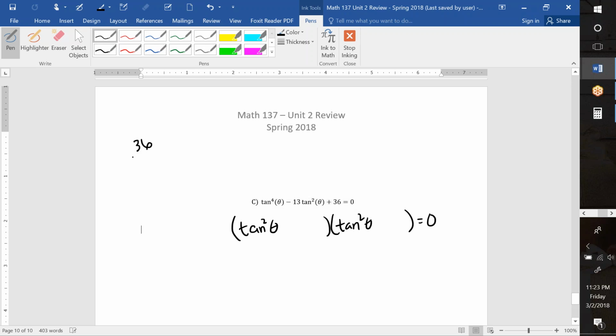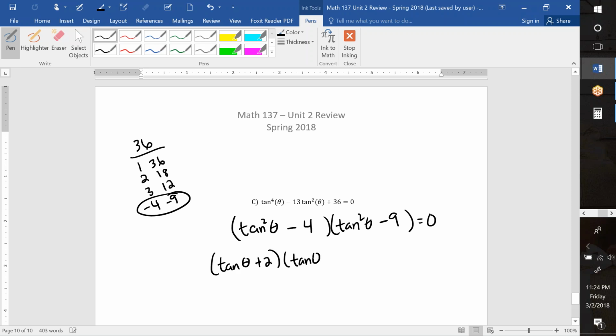Factors of 36 are 1 and 36, 2 and 18, 3 and 12, 4 and 9. It's going to be 4 and 9 because it needs to multiply to positive 36 but add to negative 13. So minus 4 and minus 9. And then those both factor again. So that would be tan theta plus 2, tan theta minus 2. That's a difference of two perfect squares. And then tan theta minus 3, tan theta plus 3 equals 0.